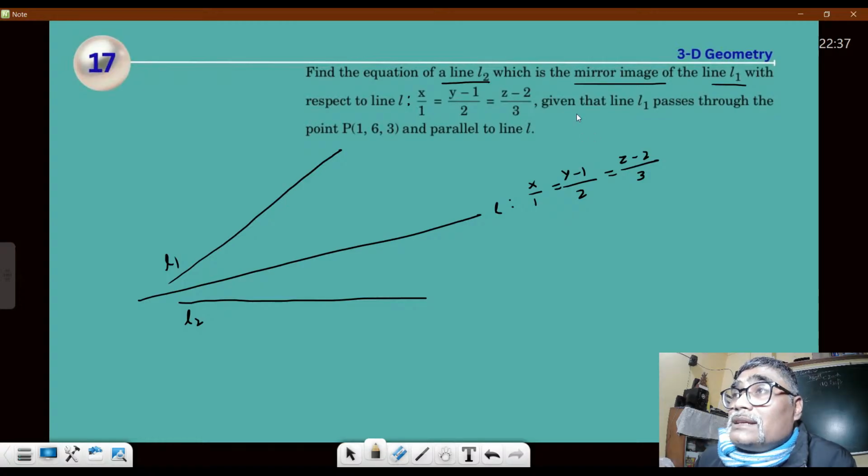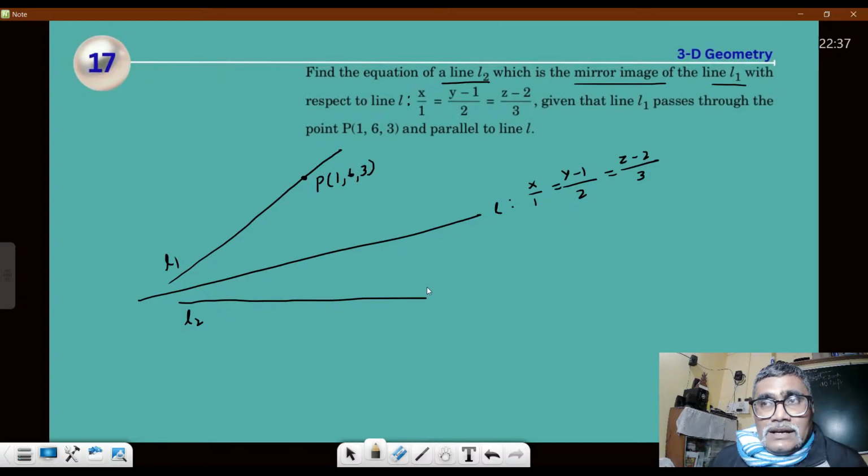And given that L1 is passing through this point. Now you see, you have to understand this problem very clearly. Understanding is the main part here. You have a line L1 which is passing through the point (1, 6, 3), and L1's mirror image on this line is L2. I have to find L2. What is L2? Now, how can we find it? This is very, very important, right?